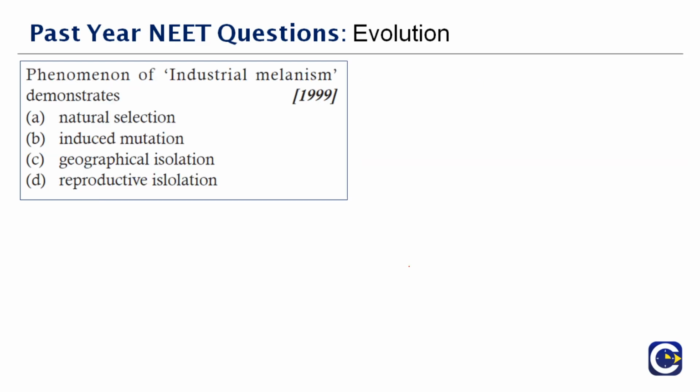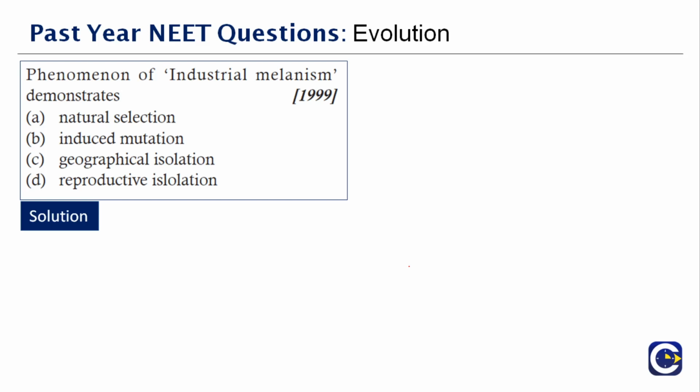Next question here. Phenomena of industrial melanism demonstrates dash. Again, this is a very easy question, a repeated question also, so you should know what the answer is. It is called natural selection. Do you remember I spoke about the melanic moth? It will be initially gray color, but due to the deposition of the pollutants from the industrial waste, they automatically became dark colored. So that's the same instance here.